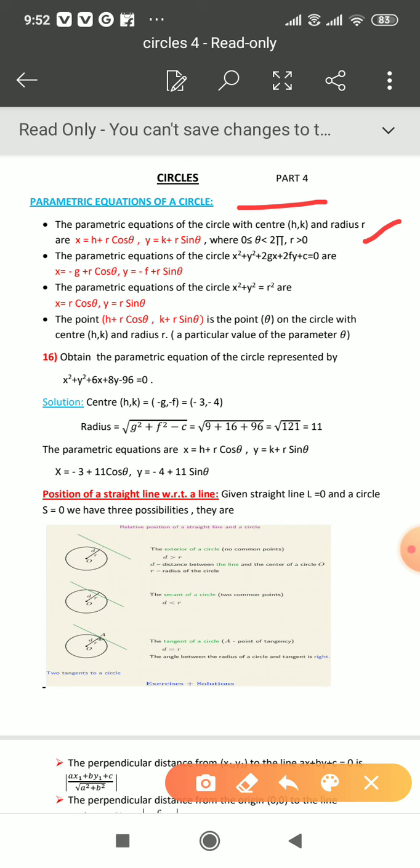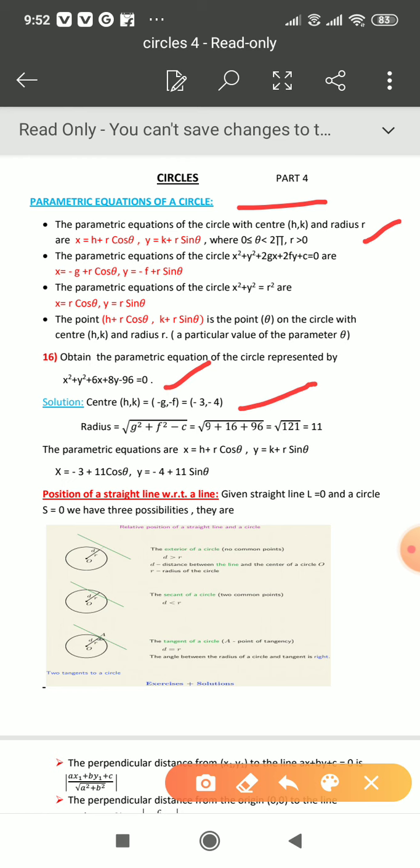Here the circle equation is given. We find the parametric equations. From the given circle, you know the center. What is the center? Minus g, minus f. Here 2g is equal to 6, so g is 3 and minus g is minus 3. Here 2f is equal to 8, so f is 4 and minus f is equal to minus 4.